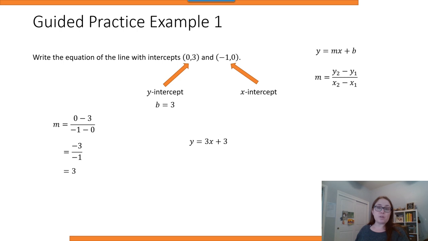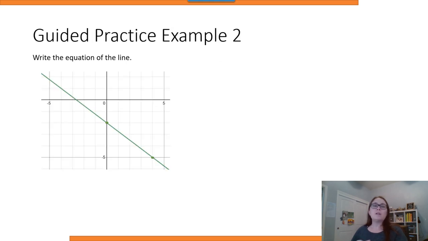Another way you could be asked this question is you could be given just any points and not necessarily the intercepts, in which case we could still calculate the slope, and then we would use the point slope formula if we don't have the y-intercept. And a third way of asking this question is to just give you a picture of the graph and ask you to figure out what the equation of that line is from the picture.